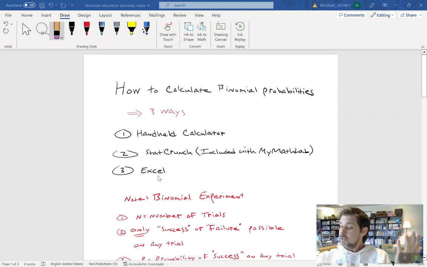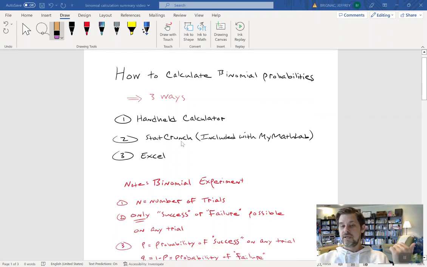And you can also use Excel, and I mention Excel because StatCrunch might be included with MyMathLab, but there's a good chance that someday, as you progress in your education and career, you will be using Excel for things. So if you don't know how to use Excel, I think now is not a bad time to get started on it. All right. So let's talk about these three ways.